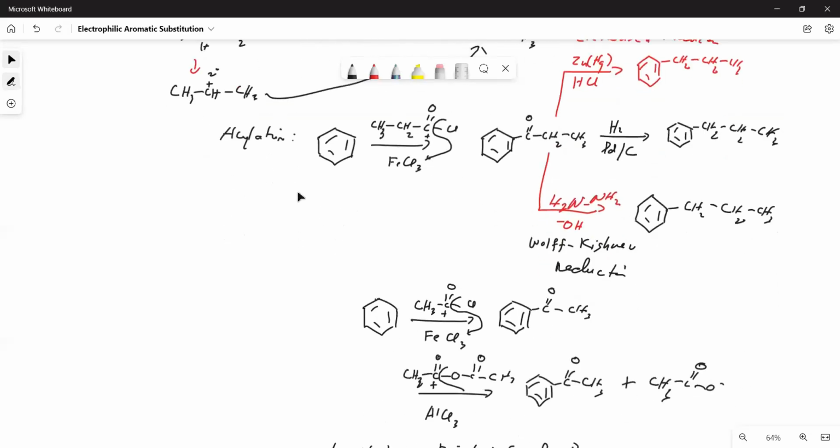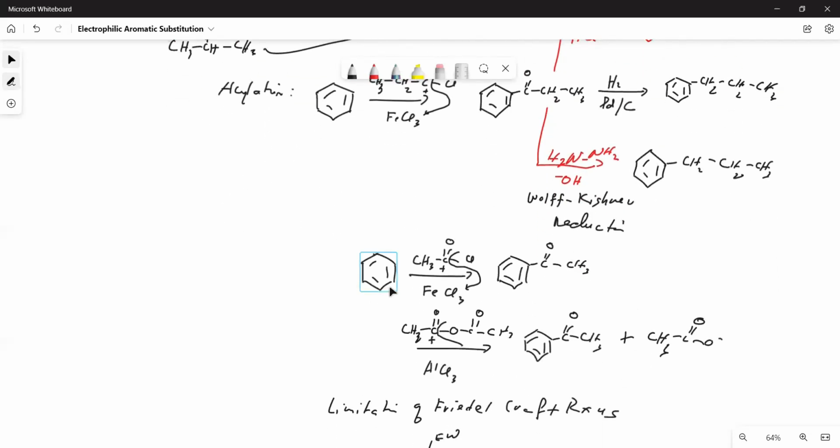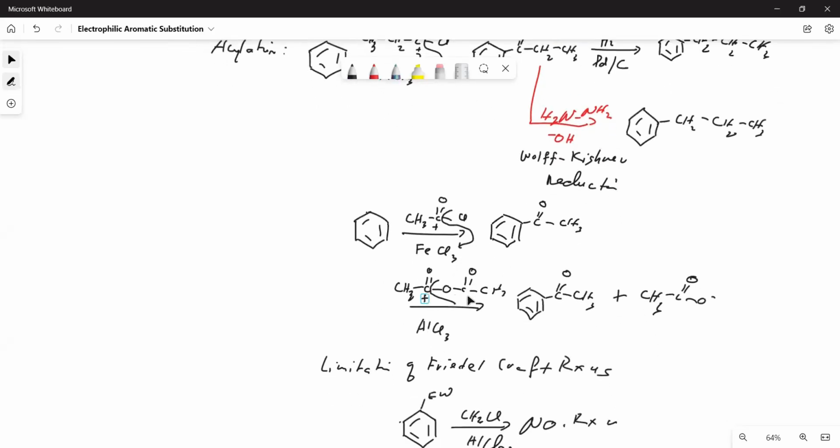Okay, now for Friedel-Crafts acylation reaction, this is the process of producing aromatic ketone. Look at this. This is a ketone with a benzene ring. You call this acetophenone. So if you use acetyl chloride, again, the chlorine will be removed by the Lewis acid, and this carbon plus will be attached. So you have acetophenone.